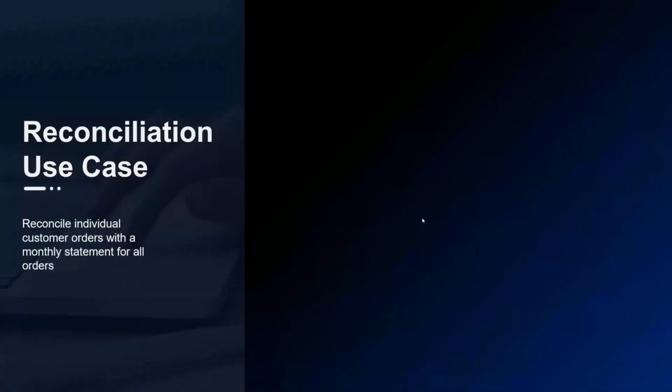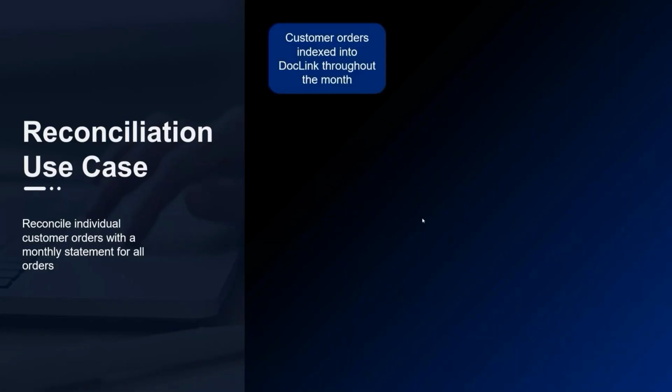So in this scenario, we're dealing with a software reseller that receives individual customer orders. They're labeled AR invoices, but they're like customer orders, and they get them throughout the month as the orders come in. And then at the end of the month, they receive a monthly statement, and they have to go through this reconciliation process. And so this is what it looks like in DocLink.